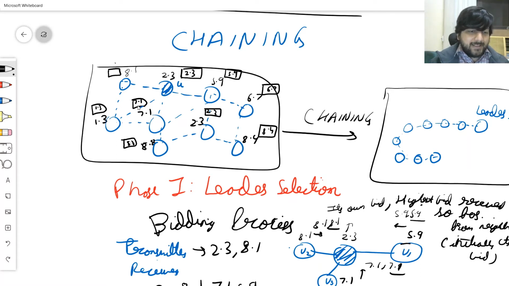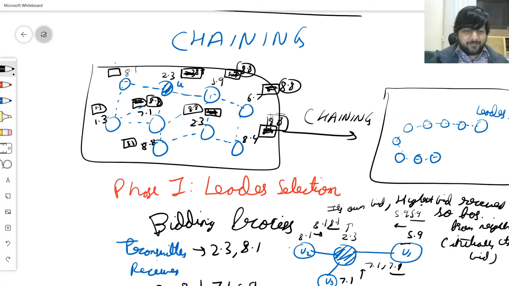Now what happens is this 8.8 goes here, along with that this 1.3 also goes here, so this one updates its to 8.1. Similarly, this 8.8 goes there, so it also updates its best bit received so far to 8.8. Next time, this sends this 8.8 to here, so this updates it to 8.8. This sends its 8.8 to here, so this also updates it to 8.8. Then this sends this 8.8 here, so this updates it to 8.8. Then this updates it to 8.8.